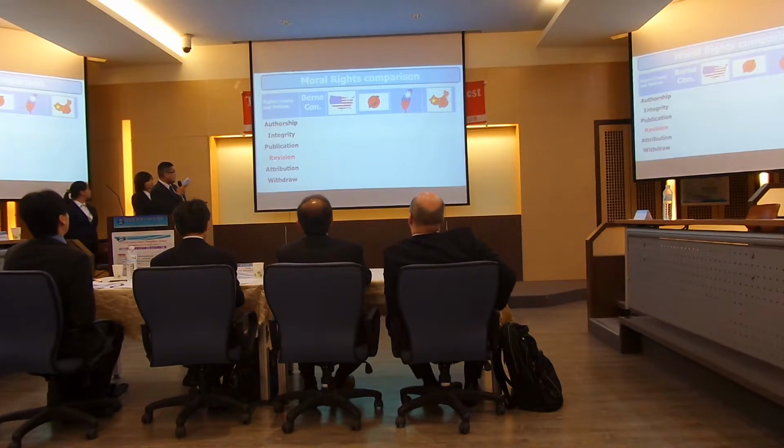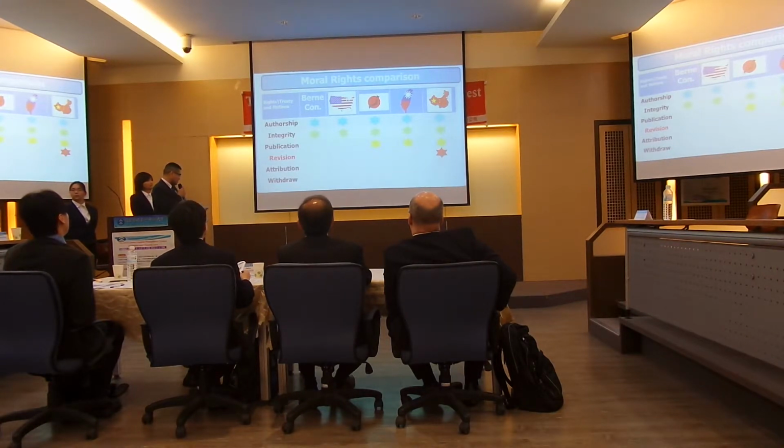The left column shows the five regular types of moral rights: authorship, integrity, publication, attribution, and withdrawal. Nevertheless, China has its own moral right, the revision right. The Berne Convention and the United States protect only the rights of authorship and integrity. In addition, publication has been protected in Japan, Taiwan, and China copyright law.